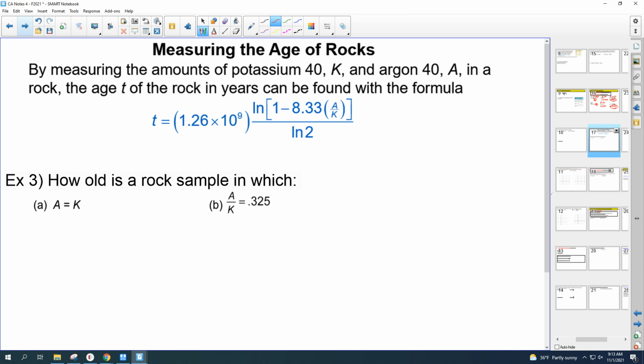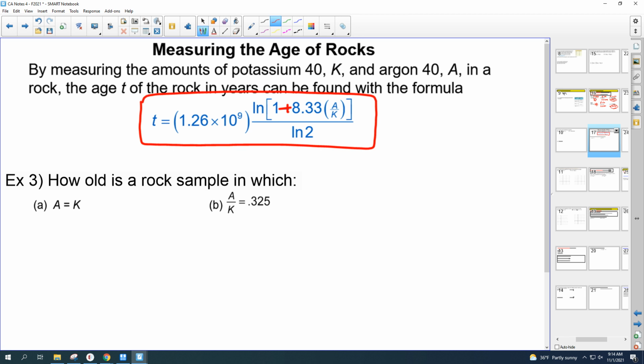Now, I do want to point out I made a typo. So you need to change this minus to a plus right here. Otherwise, you're going to get an error. It's not going to work out. All right, so that's a plus. And you got this formula for calculating the age of rocks.